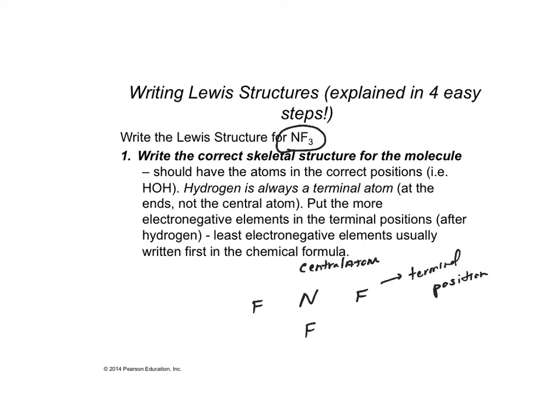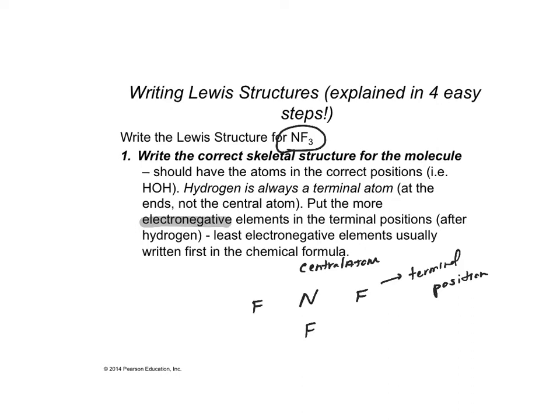Now, big question would be, I told you that this is the correct skeletal structure for this. How would you know what goes into the center and what goes into the outside? There's a term that we're going to introduce later on, called electronegativity. When you know what it means, you'll know that the least electronegative element is always going to be in the center, okay?